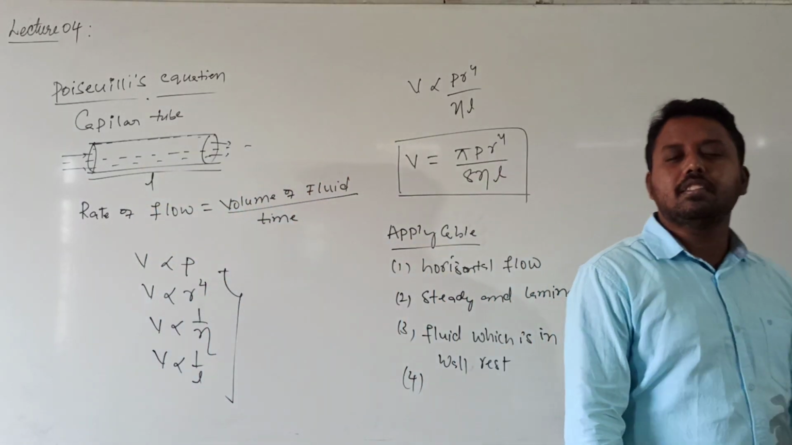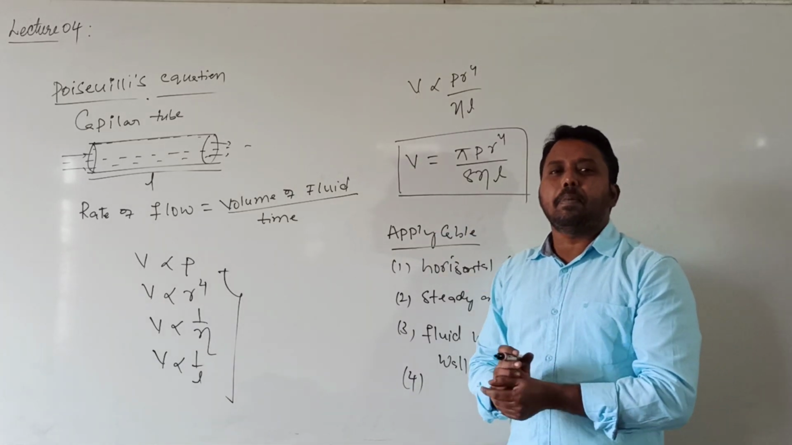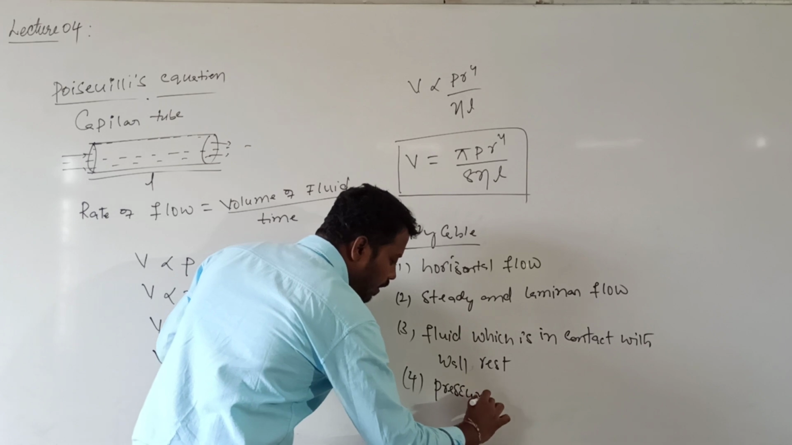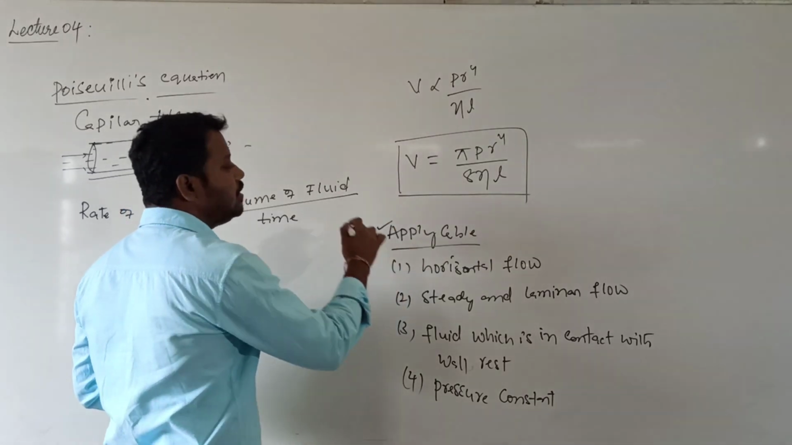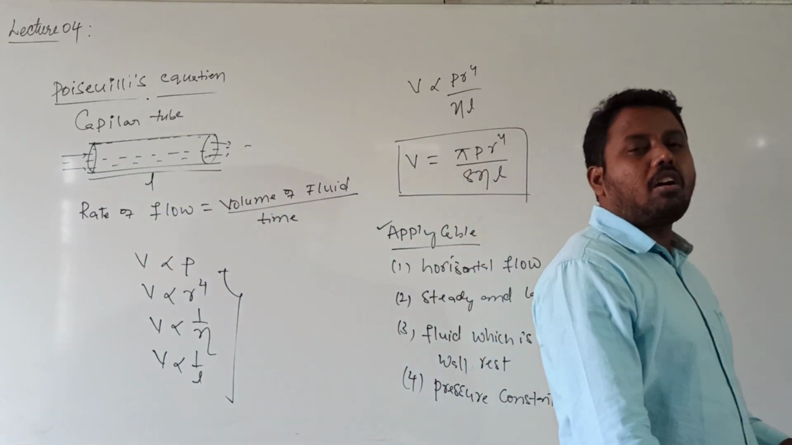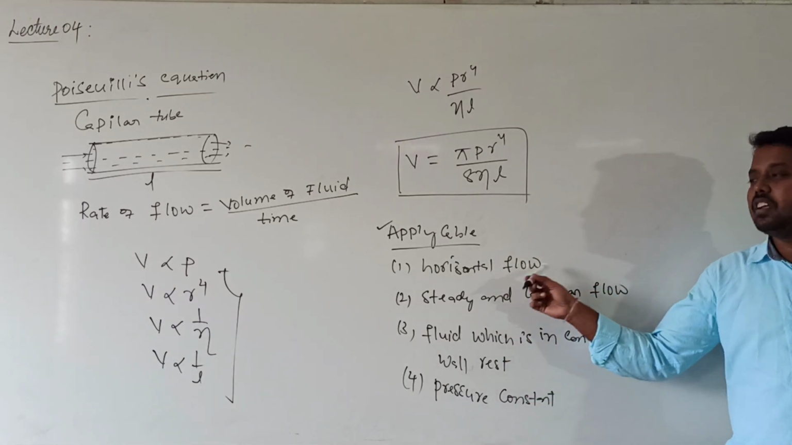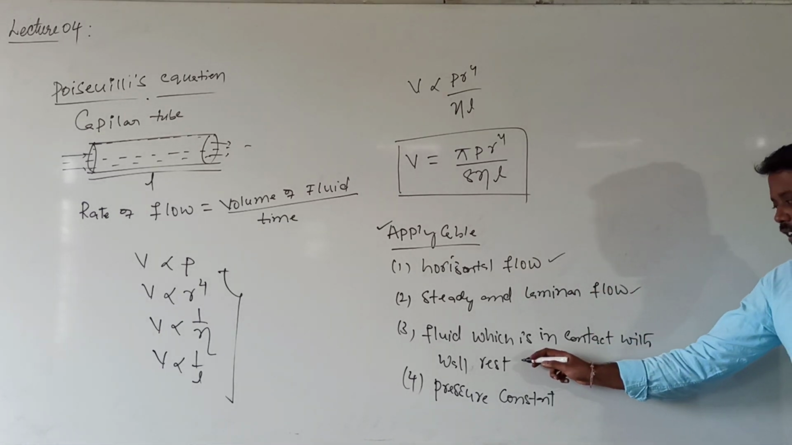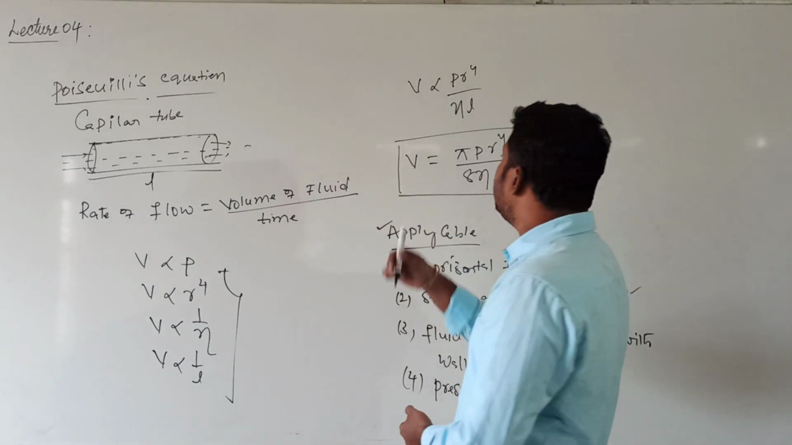And one more important point is pressure at a given cross section. At any given cross section, if I consider any cross section, the pressure value will remain constant. So pressure is constant. Under these conditions only is Poisson's equation applicable. In order to apply this Poisson equation, the fluid flow should be horizontal, steady and laminar, the fluid in contact with the walls should be at rest, and the pressure at a given cross section should remain constant. Then only we can apply this Poisson's equation.